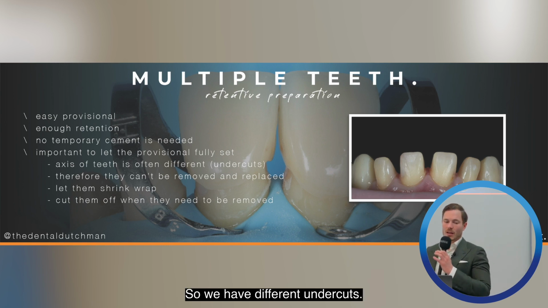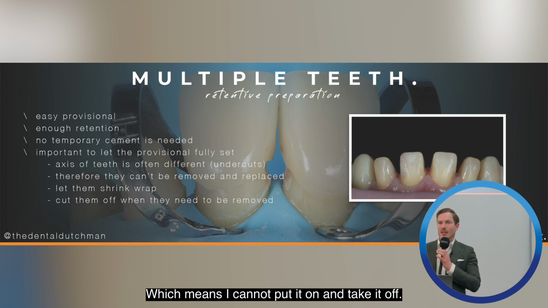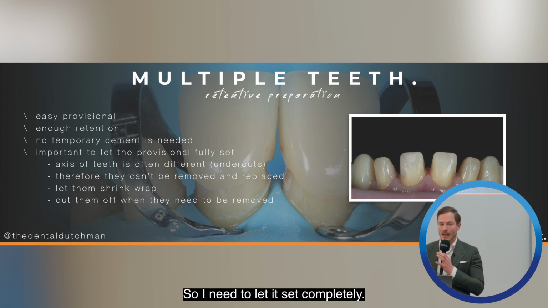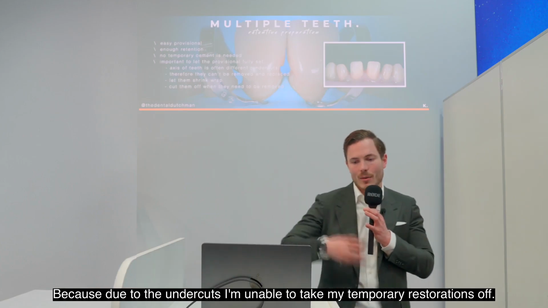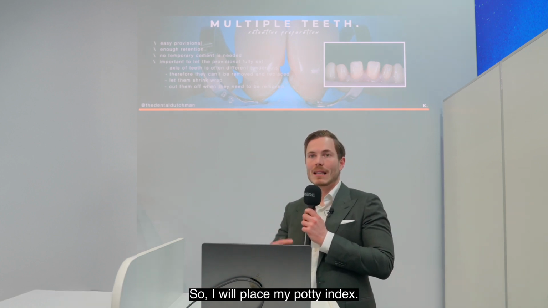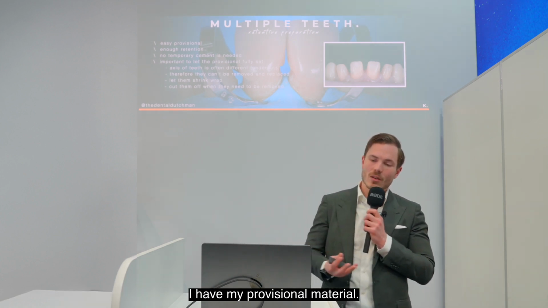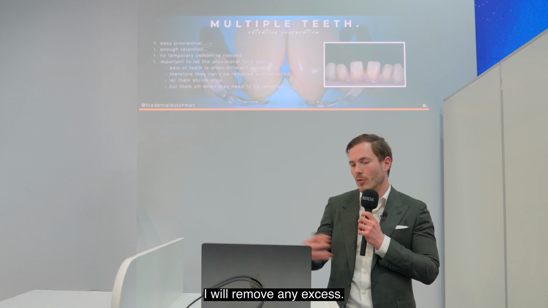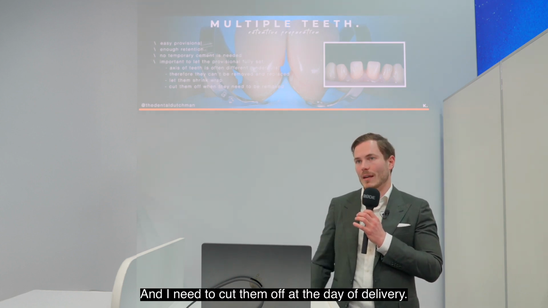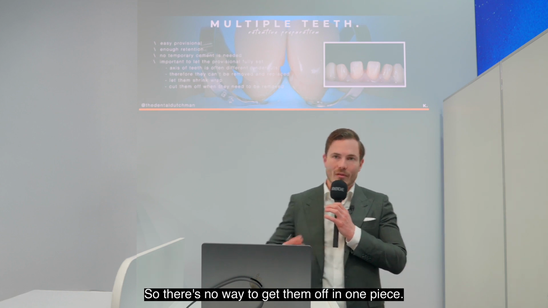So we have different undercuts, which means I cannot put it on and take it off. So I need to let it set completely because due to the undercuts, I'm unable to take my temporary restorations off. So I will place my putty index, I have my provisional material, and I will let it fully set and remove any excess. And I need to cut them off at the day of delivery. So there's no way to get them off in one piece.